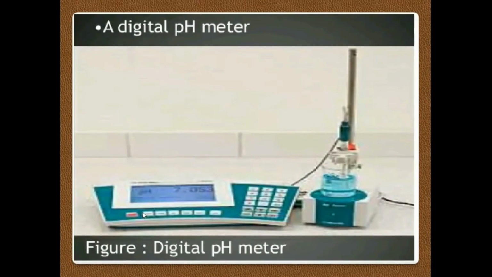And the next one is a digital pH meter. The values are shown here on the digital pH meter.